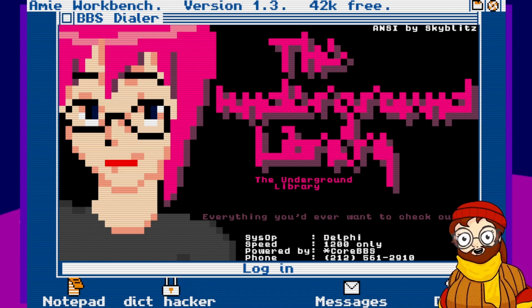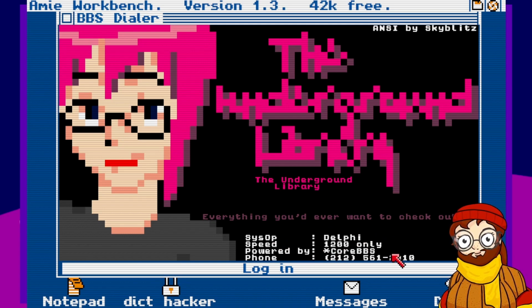The Underground Library. The Underground Library. Everything you ever want to check out. Sysup, Delphi. Speed, 1200 only. Powered by Core BBS.